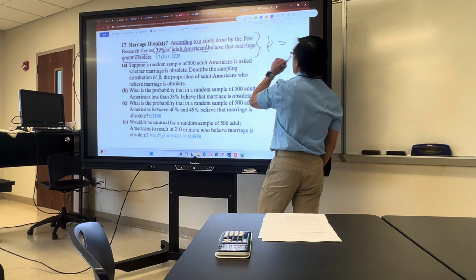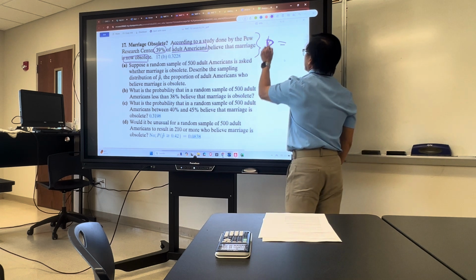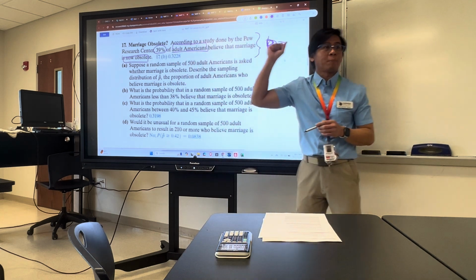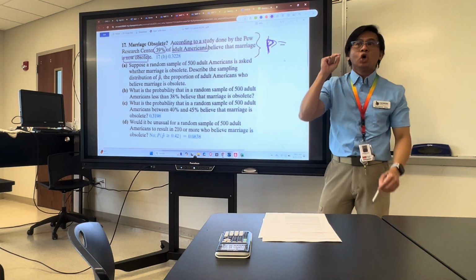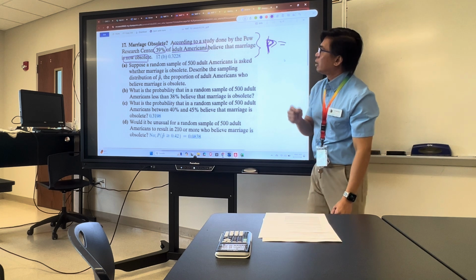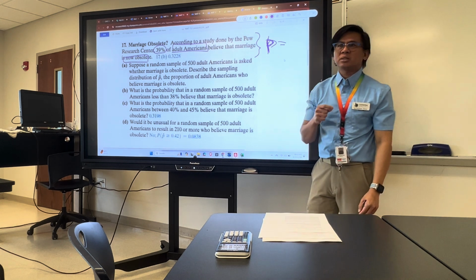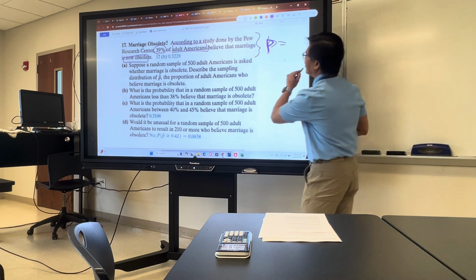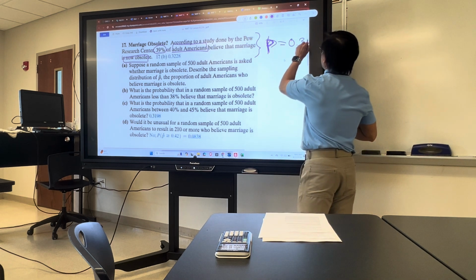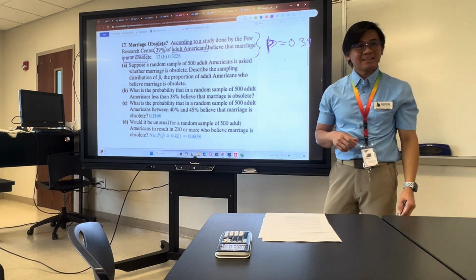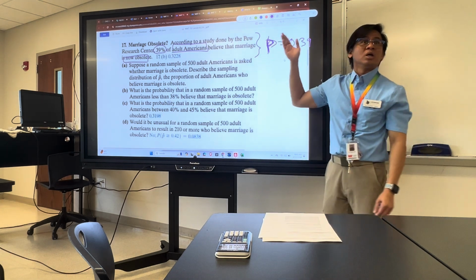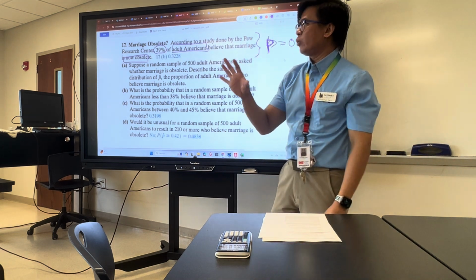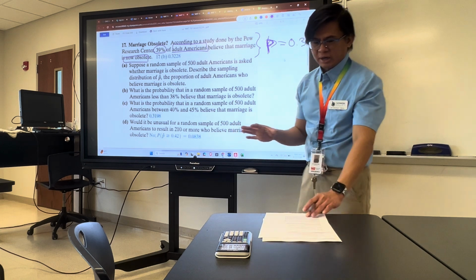That basically is your P, right? Not yet, right? That's a percentage. That's basically the proportion of the population who believes that what? Marriage is out of date. Is that what you mean by obsolete? Out of date. Okay, so 0.39. Again, that is the population proportion. Let's read letter A and how we can work on that one.